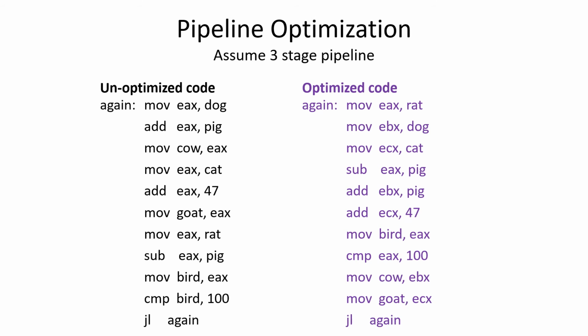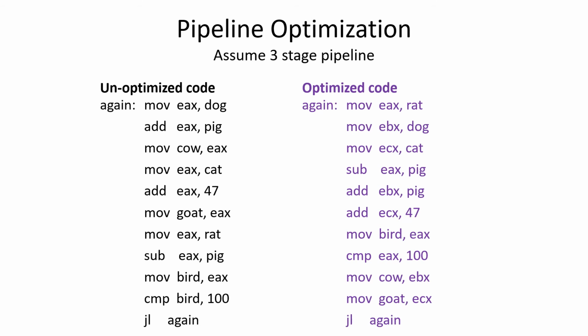Here's an example of rearranging the code. On the left, we have the same result as we see on the right, but now the machine has been optimized. If you notice the first one, we load something in the EAX register, change it, store it, and then load something in the EAX register. Well, you notice that we are changing the register that we needed previously. The add EAX, pig is changing the value, and so we keep getting data hazards.